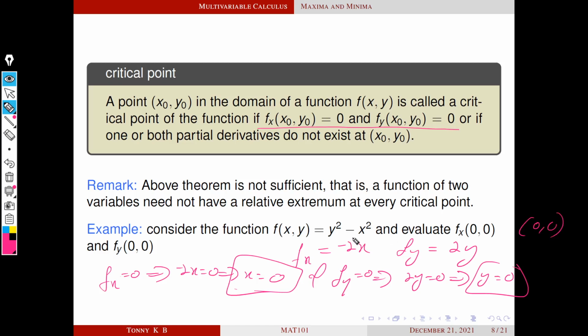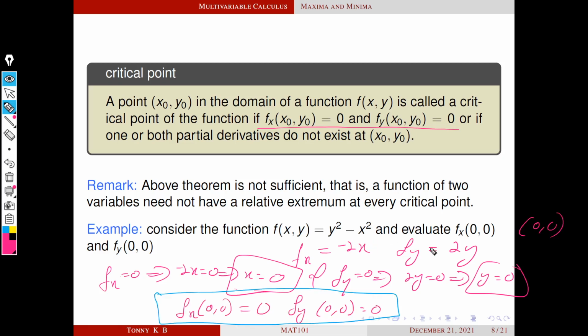Okay. Next we have to check whether, at (0, 0), first order partial derivatives are 0. Clear? So we find the first order partial derivatives and equating to 0, we get a point (0, 0). That means only this point satisfies this condition. fx and fy are 0. Okay. Next you have to check whether at this point the function has a relative maxima or relative minima or not.